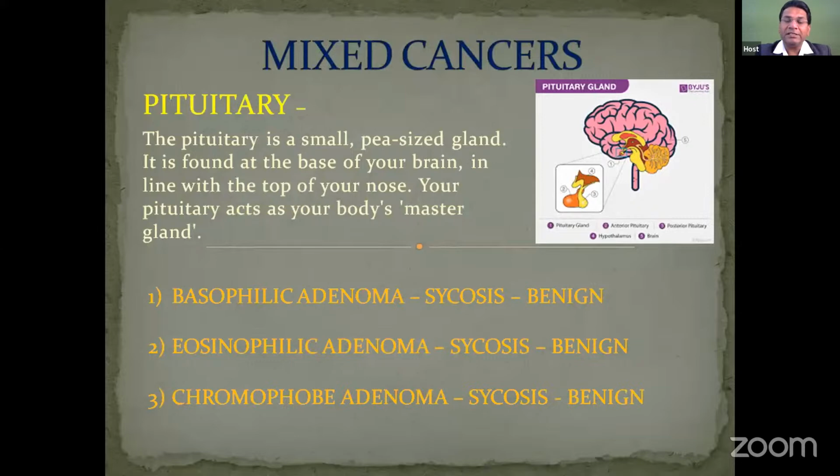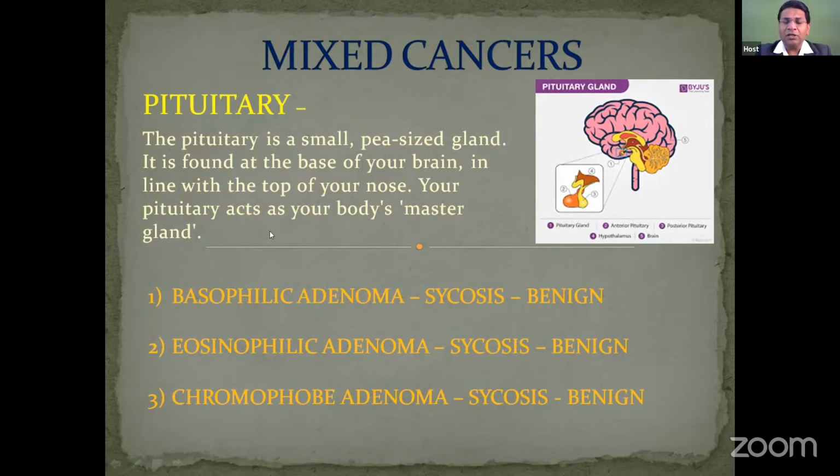The pituitary is a small pea-sized gland. It is found at the base of your brain, in line with the top of your nose. Your pituitary acts as your body's master gland. So we all know pituitary gland. It is a master gland. It controls the whole glands.